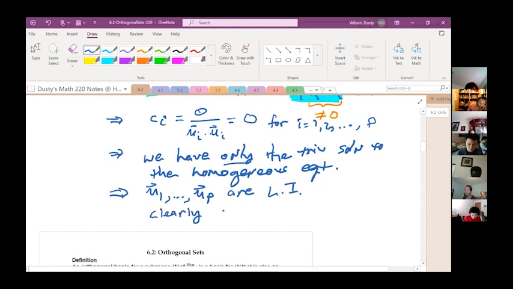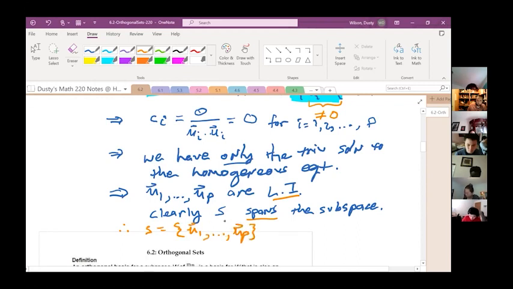Clearly S, that was the set of vectors S, spans the space. So you have linear independence. Span is kind of obvious. Therefore, S equal to U1 to UP is what? So if it spans and is linearly independent, then it is a basis.